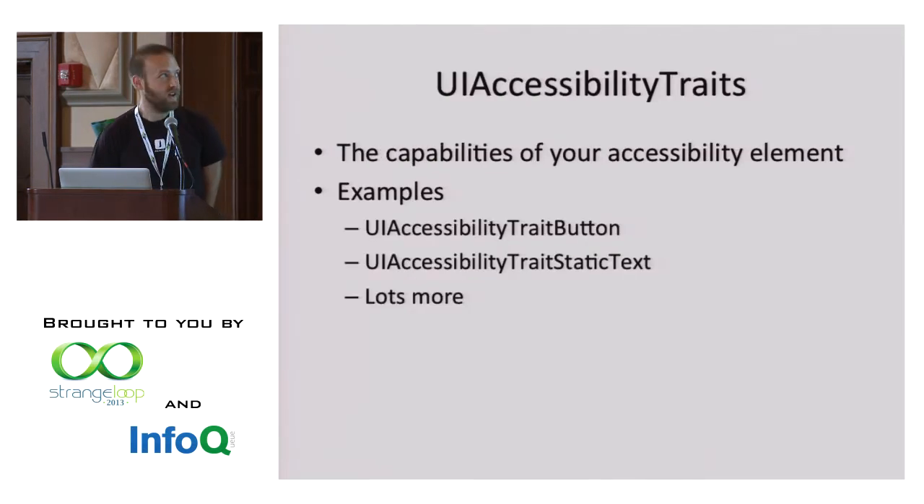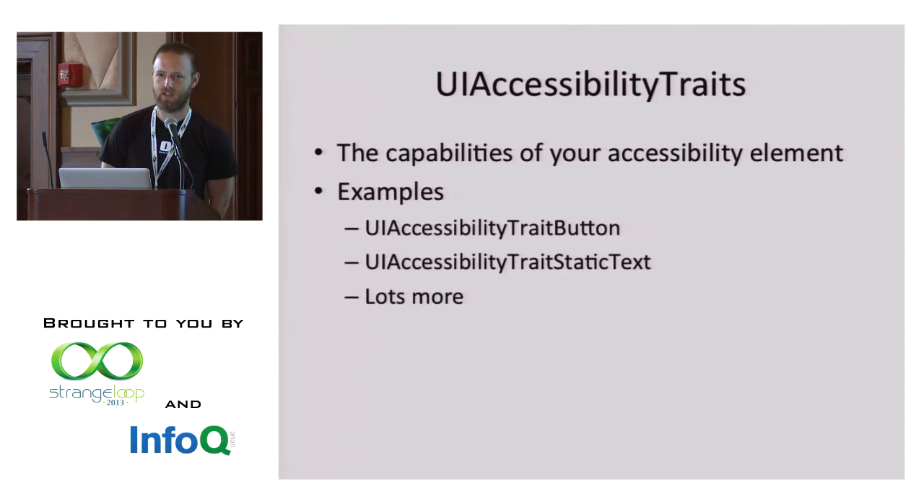As I said, what your accessibility elements actually do are defined by UI accessibility traits. That is basically a large bit mask that defines, I think, 17 different things that individual accessibility elements can do. For the most part, for simple user interfaces, you're really only going to be dealing with accessibility trait button and accessibility trait static text. Static text is what a label turns into.